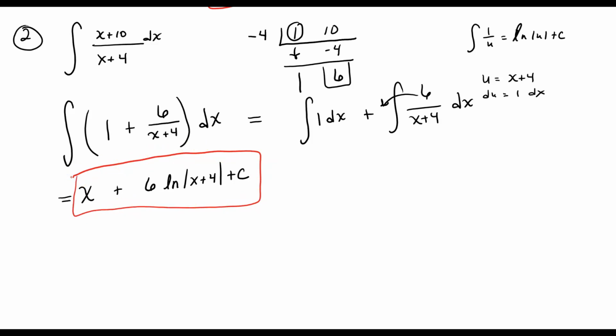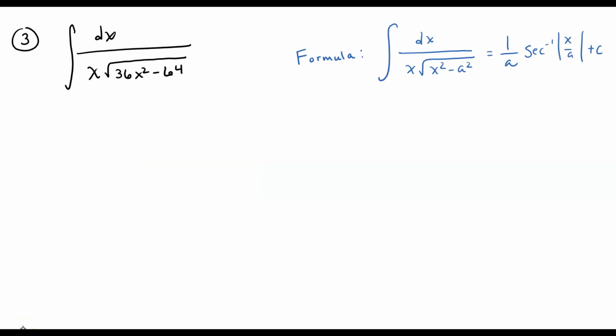All right, let's go ahead and take a look at another example, and on this next example we're going to look at an integration formula. We're taking a look at example number 3, but I want to point out first this formula for the secant inverse. It's an integral that produces a secant inverse. And if you see here, we just have to match up the individual components.